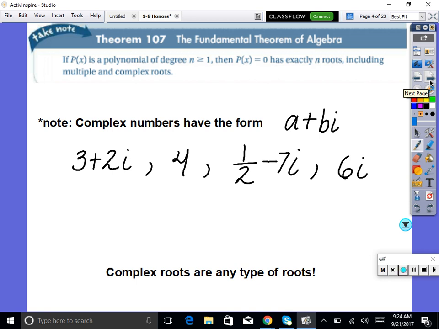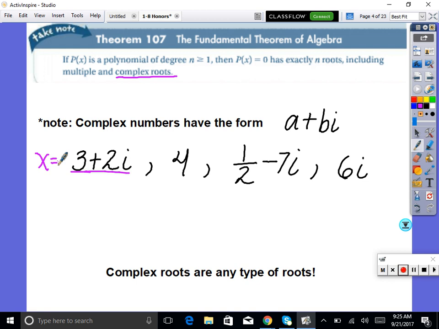That easy. Everybody understand? Now they call those complex roots. Any roots are complex roots. So note, a complex number has this form: a plus bi. Complex numbers have this form. Do you see how this is a complex number? Yeah. So that would be considered a complex solution.